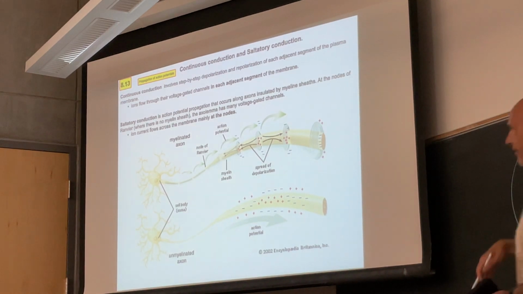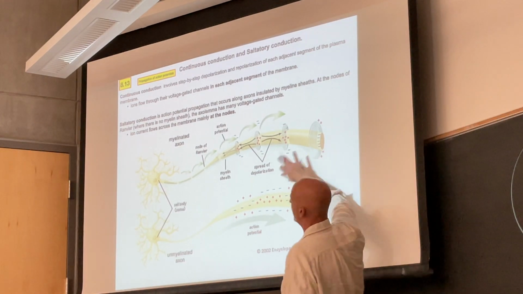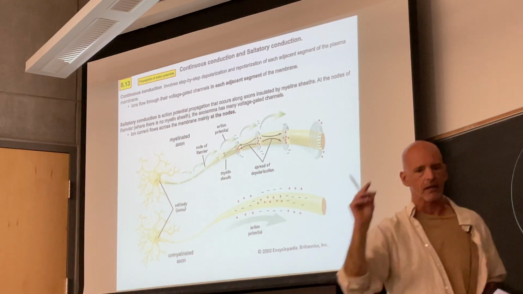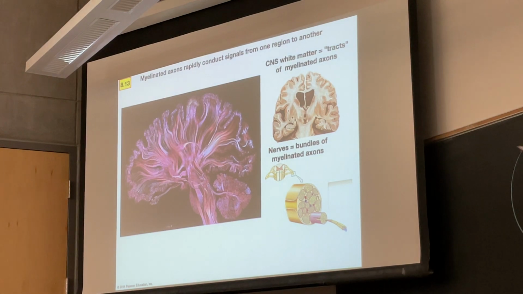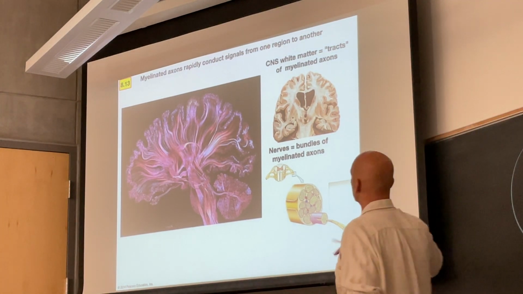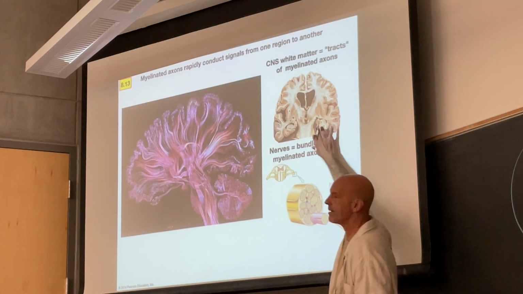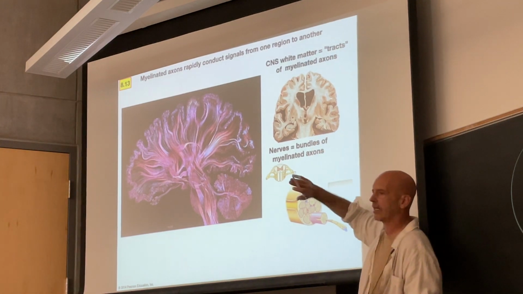Maybe 7. It's a lot faster. I'm not going to ask you how much, but it's a lot faster because it's going from node to node instead of going down step by step. And again, just to tie this back to the organization of your nervous system, white matter in your brain, those are all myelinated axons.